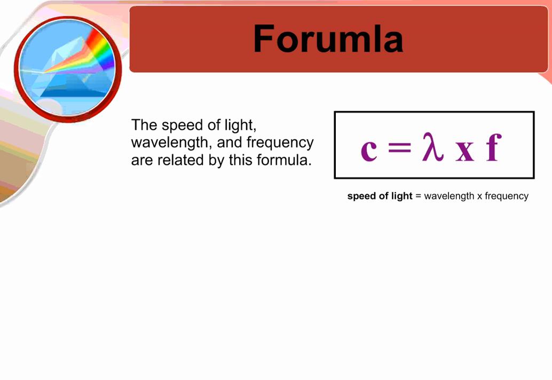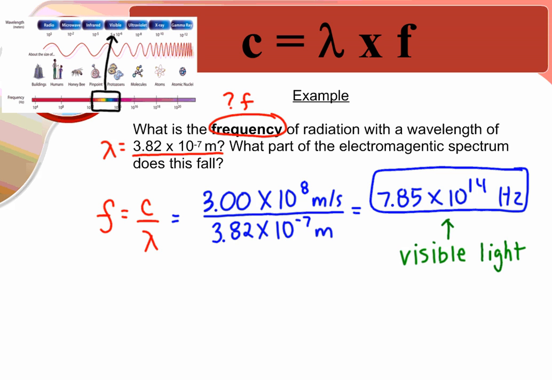The speed of light, wavelength, and frequency are related by this formula. C equals lambda times F. This means the speed of light equals the wavelength times its frequency. Here's an example problem using that formula.